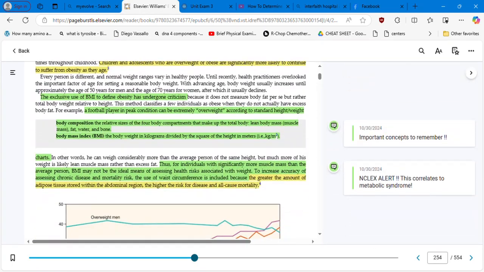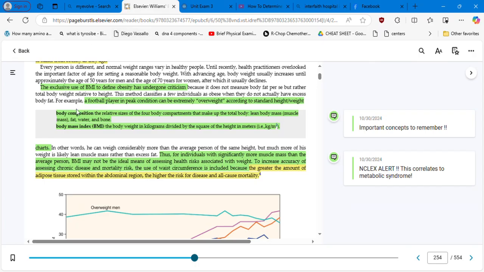So here the book is including a couple of definitions, body composition. I really want you to pay attention to these concepts. Body composition is the relative size of the four body compartments that make up the total body. So body composition is made up of four compartments: lean body mass, which is the muscle mass, fat, water, and bone. In other words, muscles, bone, fat, and water. Those are the four components of the body composition.